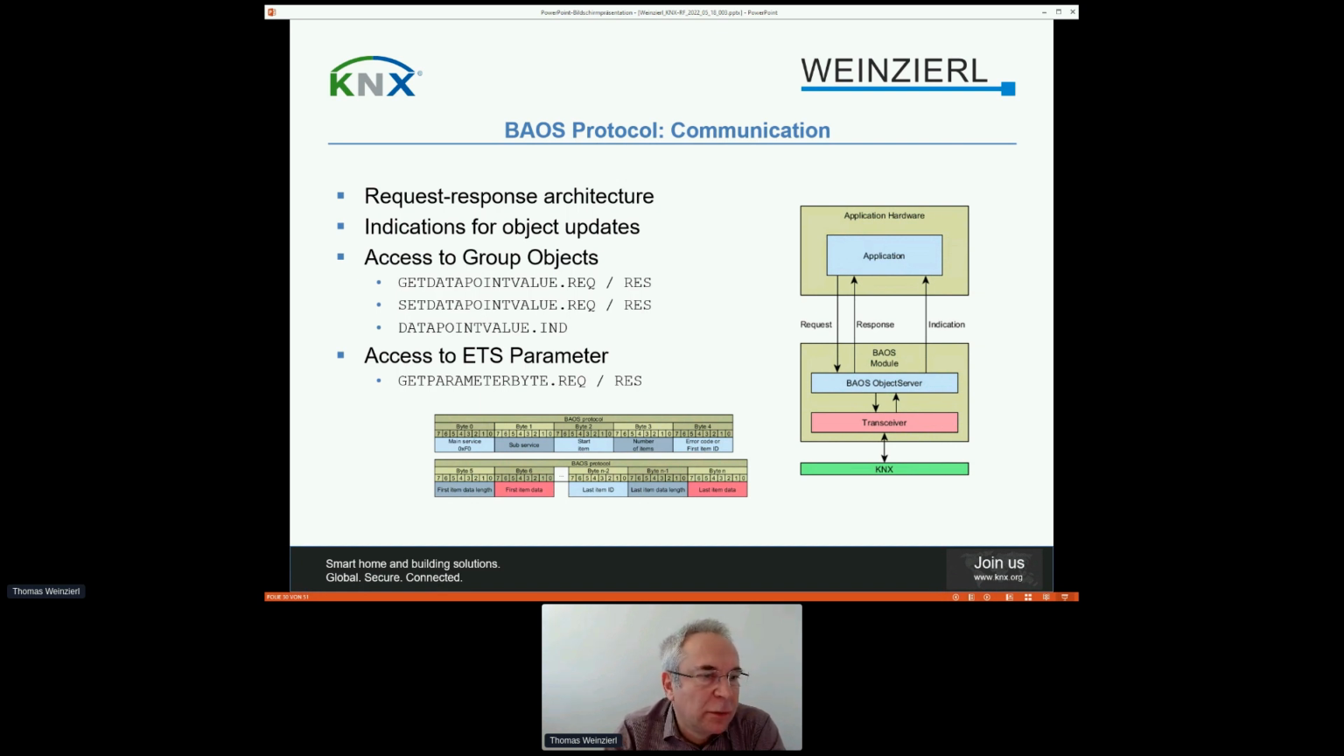So we have access to the group objects, where we have services like get data point value request, and there will be the corresponding response. To send a value, we have set data point value request and a response, and we have the data point value indication. To fetch the parameter values which have been programmed by ETS, we have the get parameter byte request with a corresponding response.